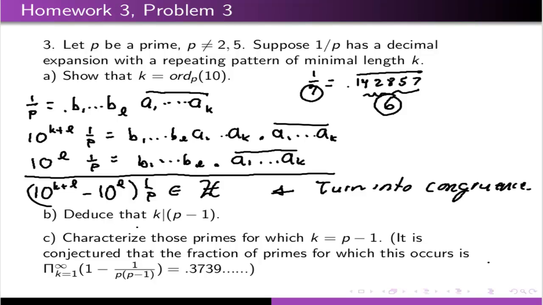And then deducing k divides p minus 1, that's just one of our theorems on the orders of elements in groups of units. And then likewise, when k is the full length, so the order of 10 is the order of the group of units, what do we call those type of elements? There's a name we give to those type of elements. And incidentally, it's conjectured that you get this full length roughly 37% of the time. So 0.3739, this infinite product here, is the fraction of primes for which 1 over p has a cycle of length p minus 1.